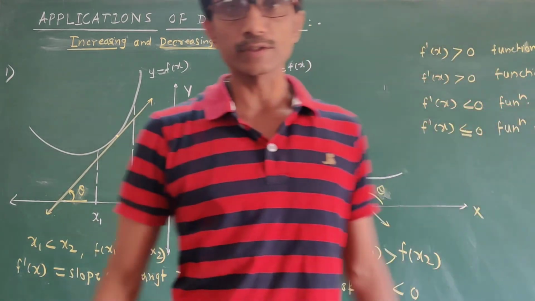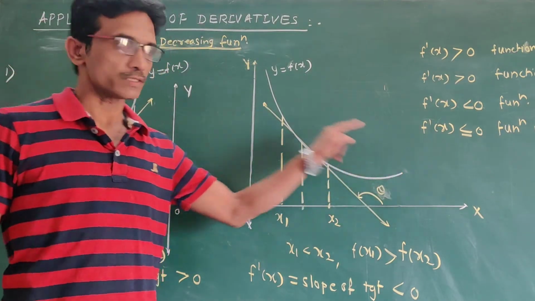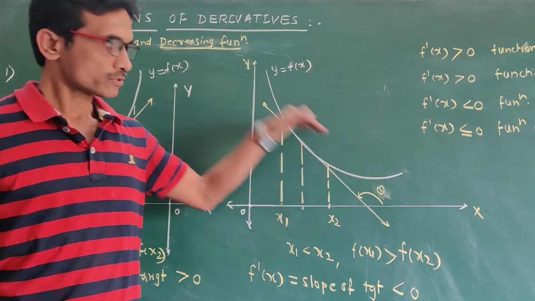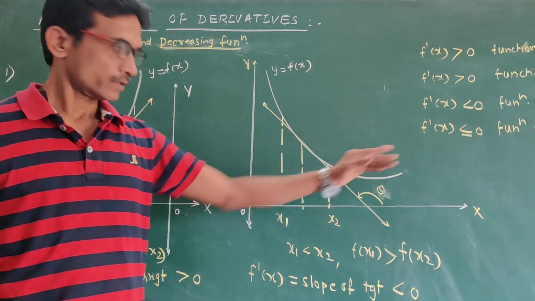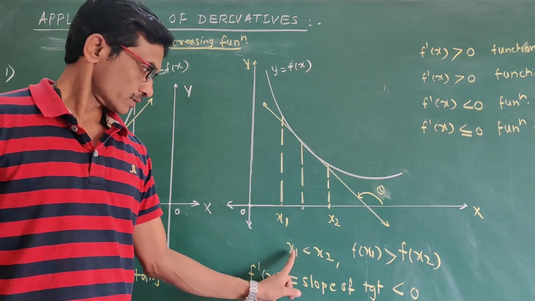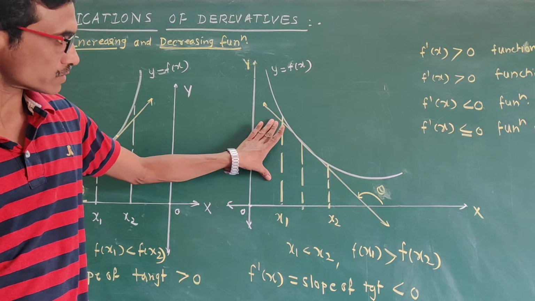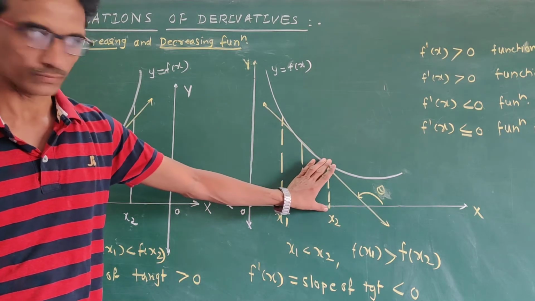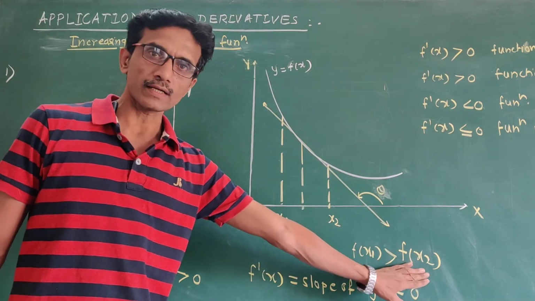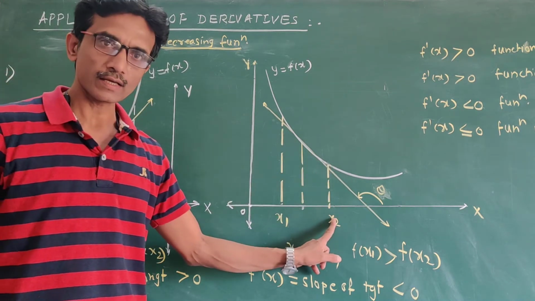Look at this another function, which is a decreasing function. You can see its graph. It is sloping downward. x1 and x2 are two points, x1 less than x2. Here f(x1) is greater than f(x2). So f(x1) is greater than f(x2) where x1 is less than x2.